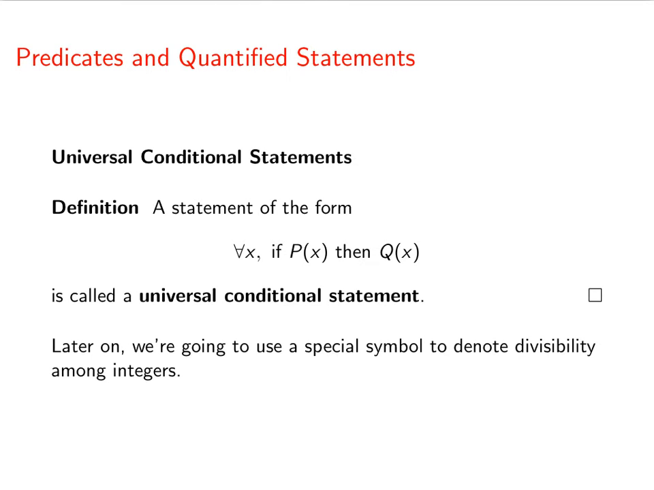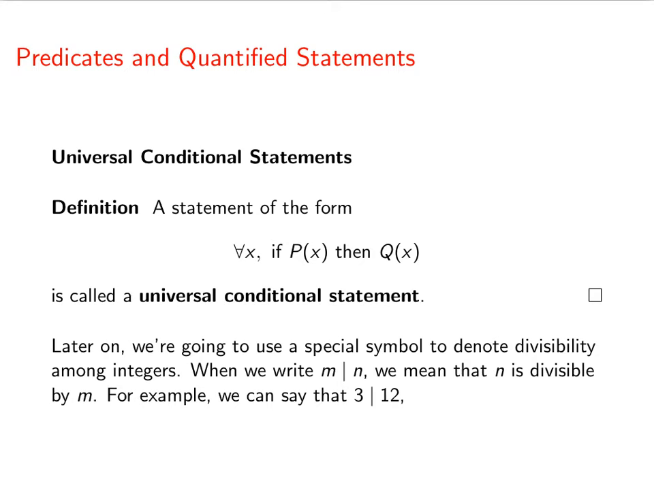Now later on, we're going to use a special symbol to denote divisibility among integers. We're going to spend a chapter talking about relationships with integers. Divisibility is a big thing that we want to talk about. The symbol that we're going to use is m with a vertical bar n. That means that n is divisible by m. Now this vertical bar does not mean division. Division is an action. This is not an action, it's describing a property of the integers.